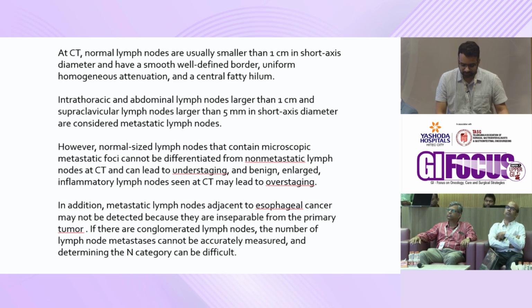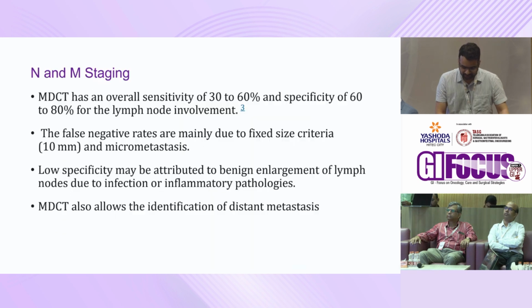Normally, a supraclavicular lymph node more than 5 mm in size is taken as metastasis, and any esophageal or abdominal lymph node more than 10 mm in short axis is taken as metastasis. MDCT has an overall sensitivity of 30 to 60% and specificity of 60 to 80% for lymph node involvement. False negatives are mainly because of the fixed criteria of metastasis, and we may not be able to make out micrometastasis in the lymph nodes. Low specificity is mainly attributed to benign enlargement of lymph nodes due to infection and inflammatory pathology.